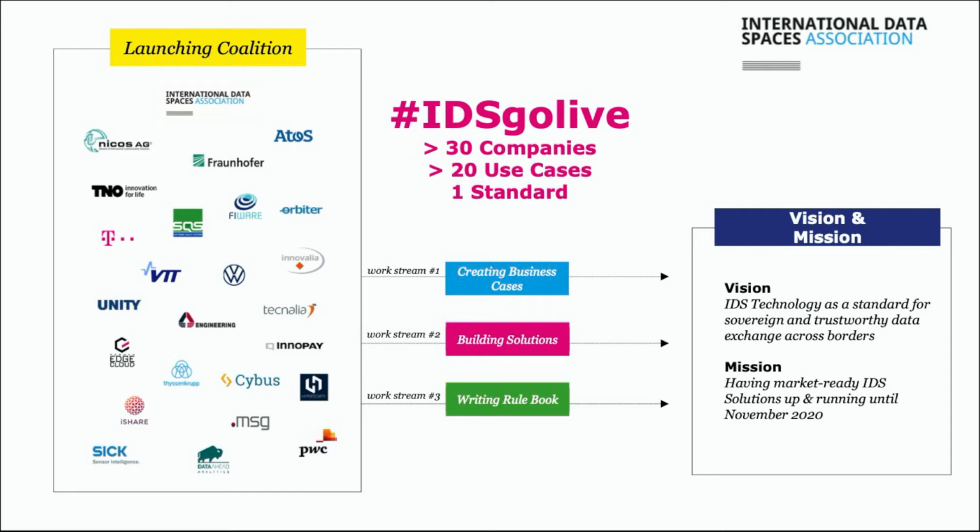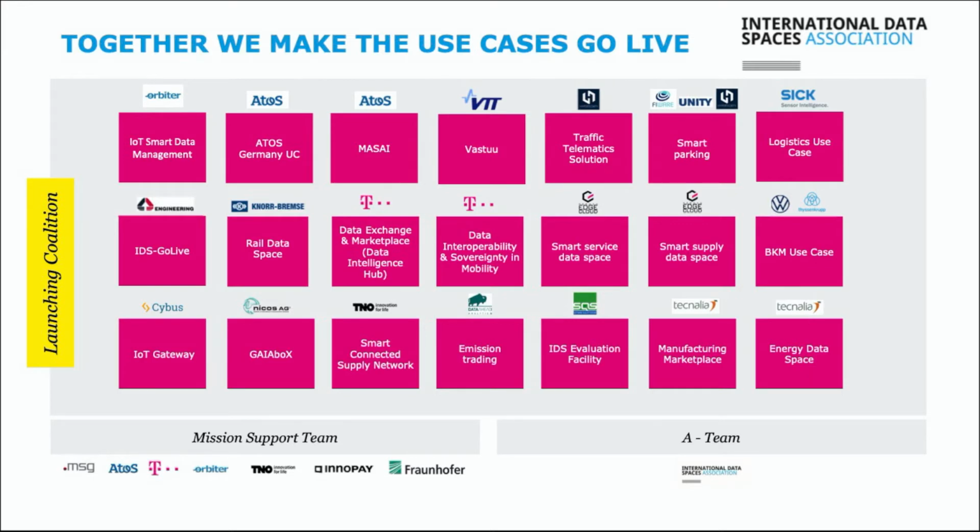One is talking about the business cases and how to earn money with IDS-based IT ideas. Another work stream is building the actual solutions and dealing with the certification of those solutions. And the writing rulebook work stream, like I said, we will see some more later. Here are the use cases that we're dealing with, the companies that are assigned to the different use cases, and the so-called mission support team that helps the people who build use cases to be able to do so.